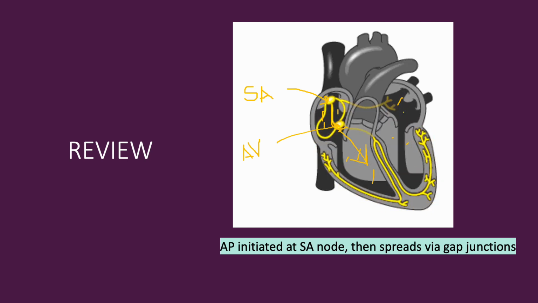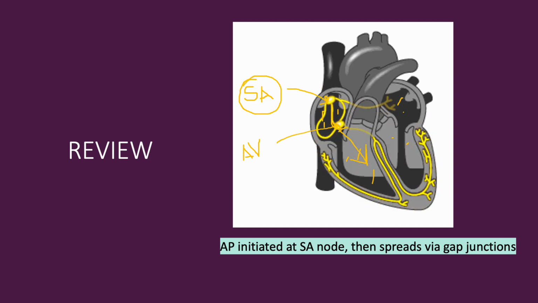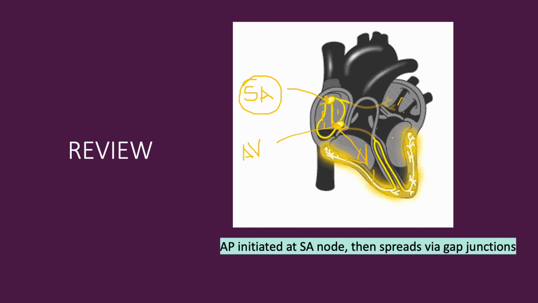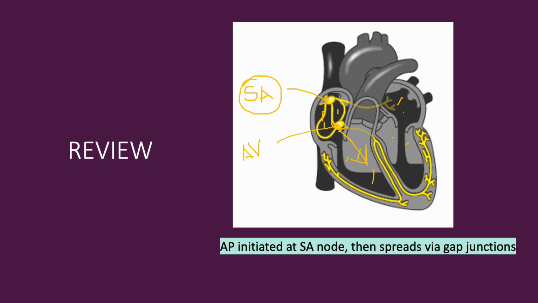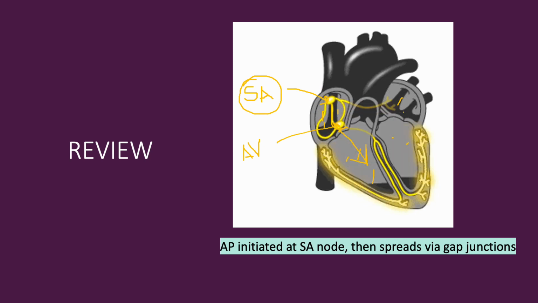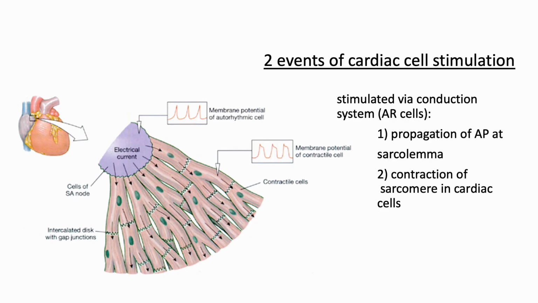And I should say that the spontaneous depolarization at the SA node that kicks everything off, again, is due to those funny channels, that slow drift to threshold, that slow depolarization that occurs due to those funny channels that open upon hyperpolarization that we reviewed last time.